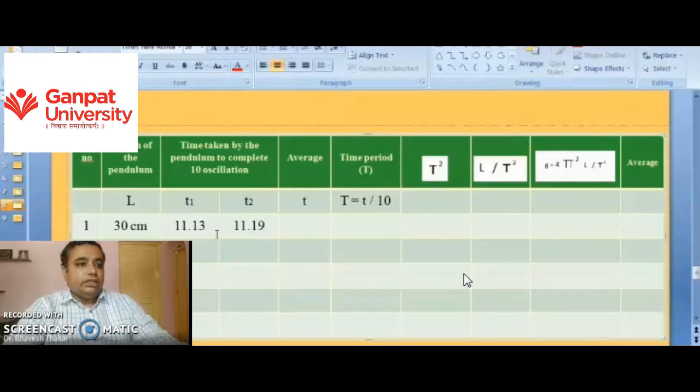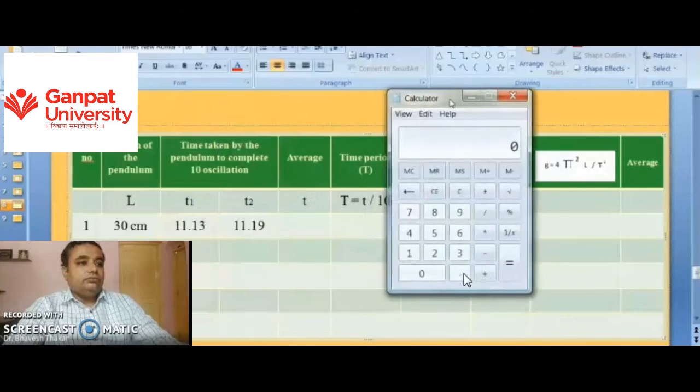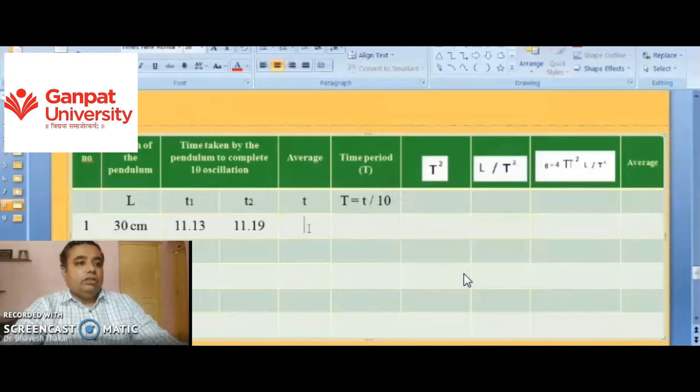So it is 11.19. Again we'll note this, 11.19. To find the average of these two readings, 11.13 plus 11.19, divided by 2, gives us the average. The average is 11.16. So capital T is small t by 10. If we divide this by 10, then that will be 1.116.